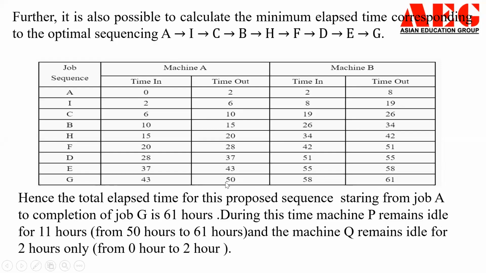61 minus 50 is the idle time of machine A, and machine Q will remain idle for 2 hours only, from 0 to 2, because it starts after 2 hours, as the first job is being processed on machine A. So this was the question which you have to do like this. It's the easiest part.